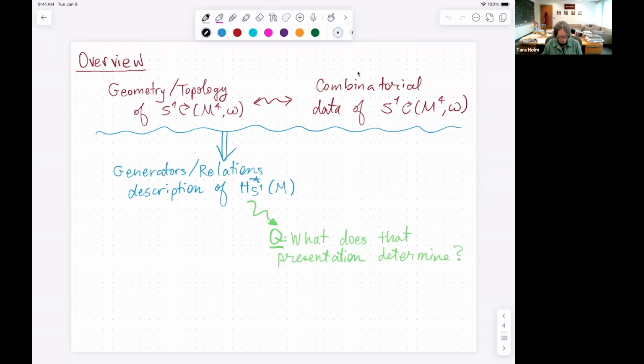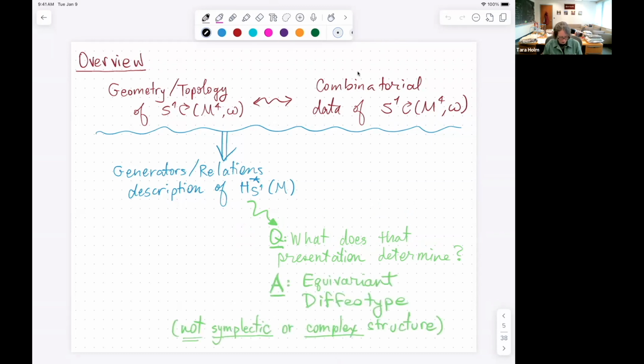And with the risk of ruining the punchline, the answer is that it determines for Hamiltonian circle actions on symplectic four manifolds the equivariant diffeotype of the manifold, but certainly not the symplectic structure. And we'll see already in the toric case that the symplectic structure is quite flabby with regard to equivariant cohomology. And then it also doesn't determine complex structure. And so I'll give some examples about what exactly does happen.